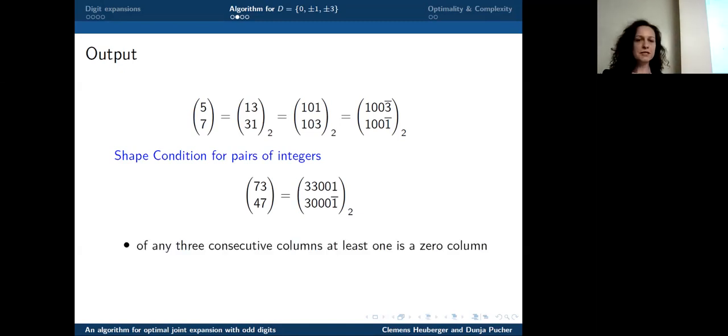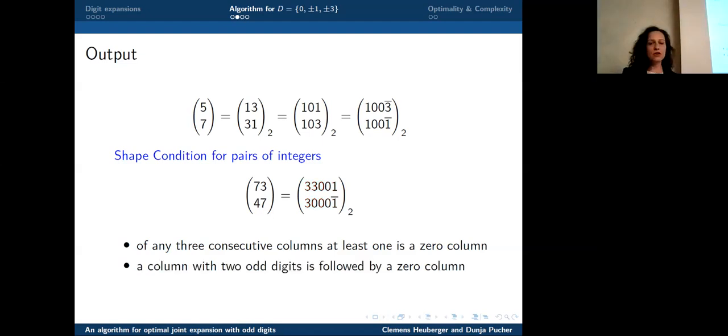So the first property is that of any 3 consecutive columns, at least 1 is a 0 column. So here we can see that really of any 3 columns, 1 is a 0 column. Then a column with 2 odd digits is followed by a 0 column. So here we have a column with 2 odd digits, 1 and minus 1, and it is followed by a 0 column. And here we also have 2 odd digits, 3 and 3, and basically they are followed by infinitely many 0 columns. We just don't write them.